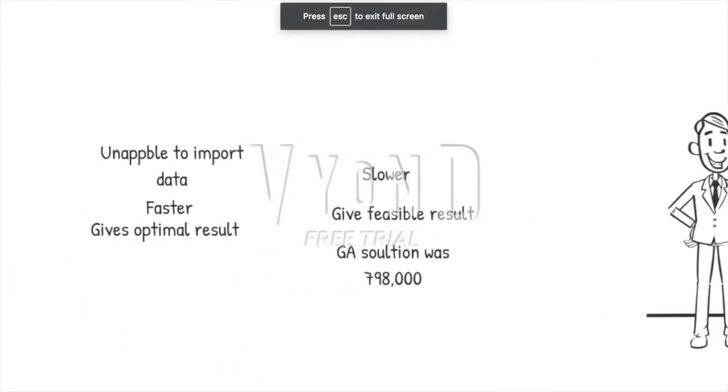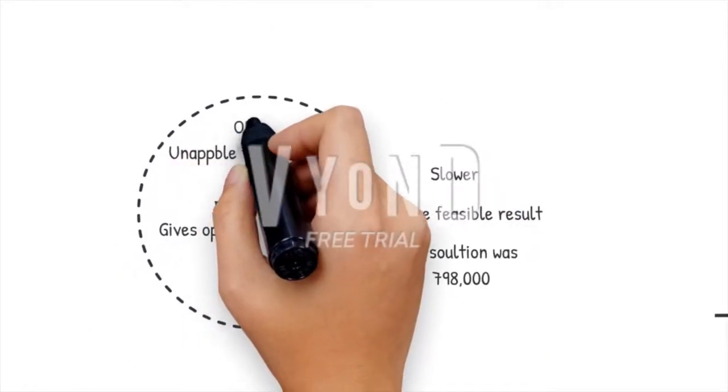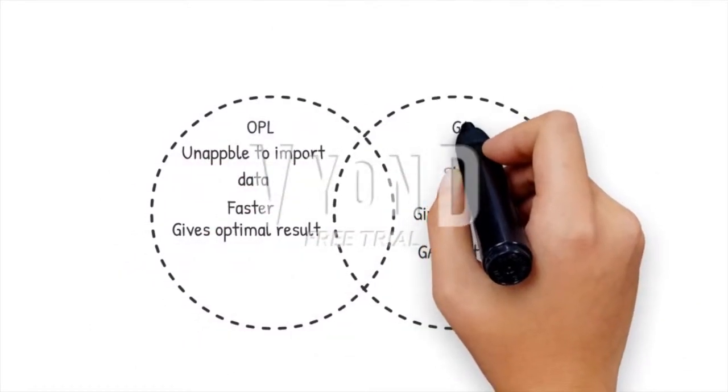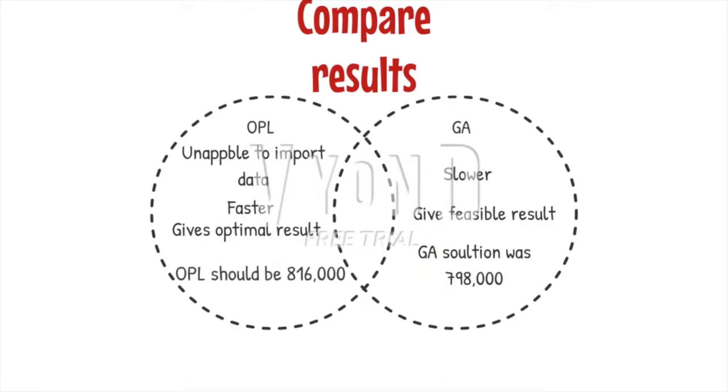So comparing our results, with IBM, we were unable to import our data, although it is faster and gives us the optimal result. MATLAB with a genetic algorithm is slower and gives us a feasible result, which we were able to obtain was 798,000. From previous projects, we were able to observe that the OPL should be about 816,000.